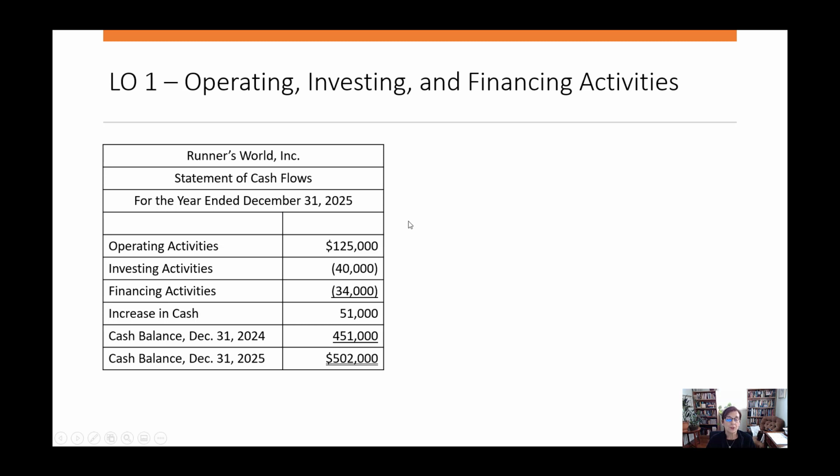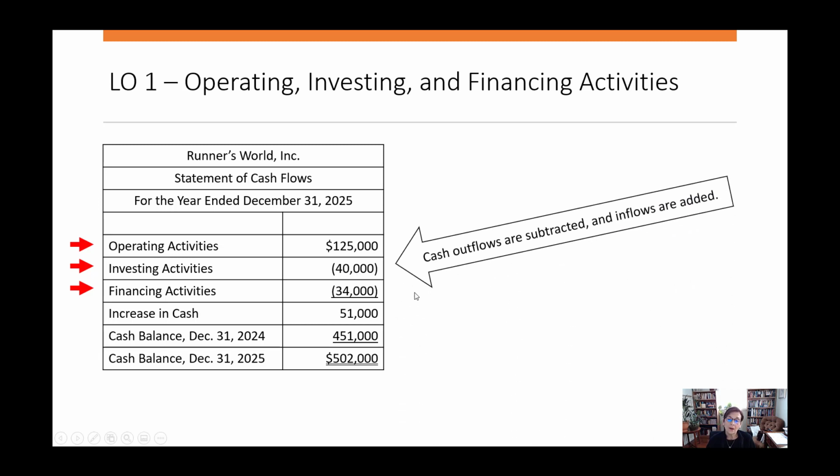It has three sections. It has operating activities, and those are always listed first. Then it has investing activities. Those are listed second. And then finally, financing activities. When you add up your operating, investing, and financing activities, so these are netted together, and this works all throughout the statement. You have increases in cash and decreases in cash, and you add the increases and subtract the decreases. So this 51,000 is the 125 minus the 40 and minus the 34.